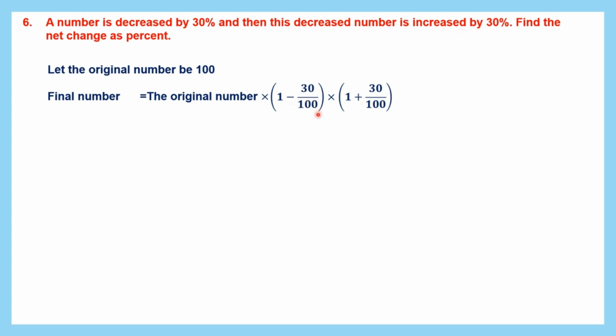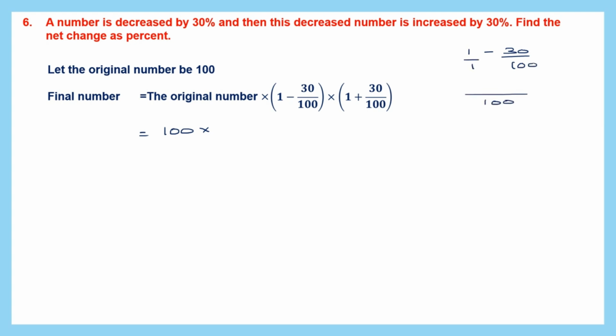How did we get 30 by 100? Because it says 30%, and that is 30 by 100. Here also it's 30%, so 30 by 100. Now let's simplify this. So the original number is 100 into 1 minus 30 by 100. So let's work that out. 1 minus 30 by 100. Denominator is 1. So we find the LCM, that is 100.